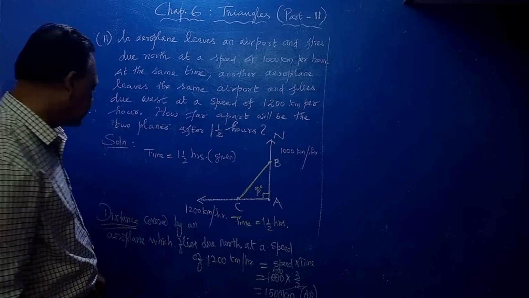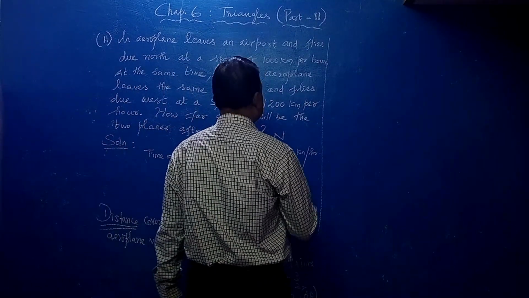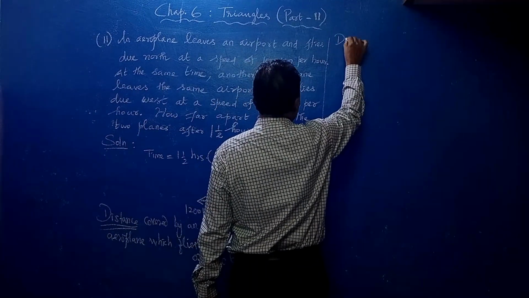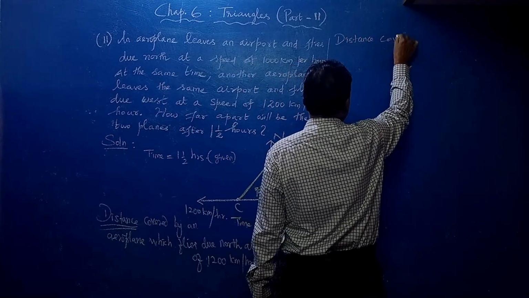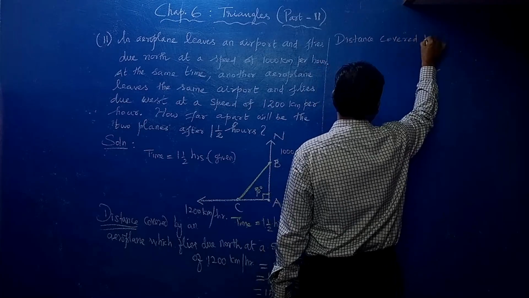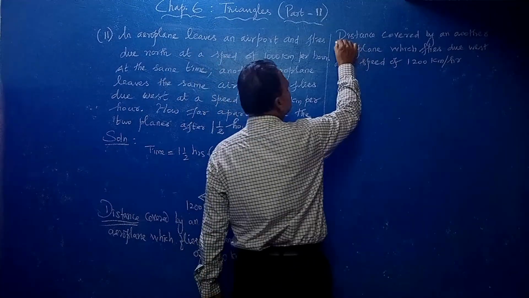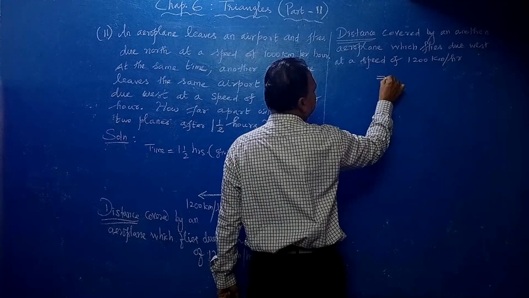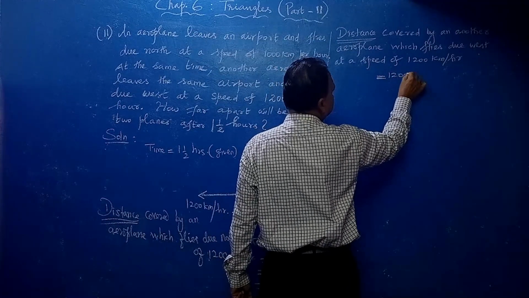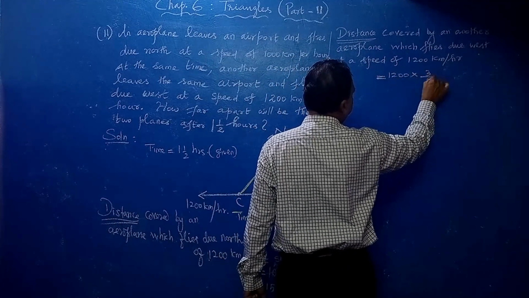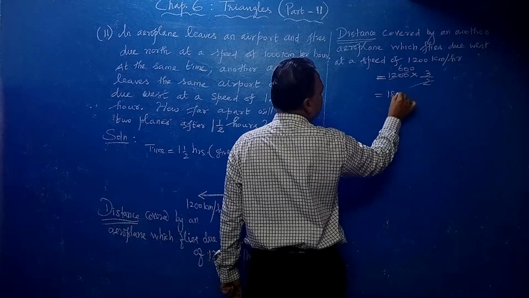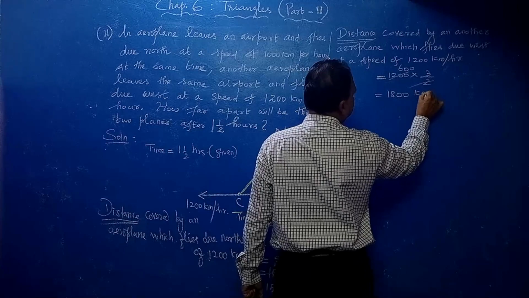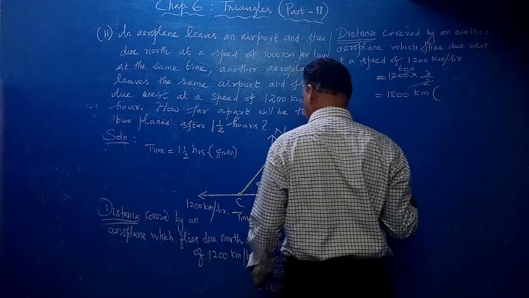Same way, the distance covered by the other aeroplane is speed into time. Speed is 1200, time is the same, so 600, that means 1800 kilometers. This is nothing but AC.